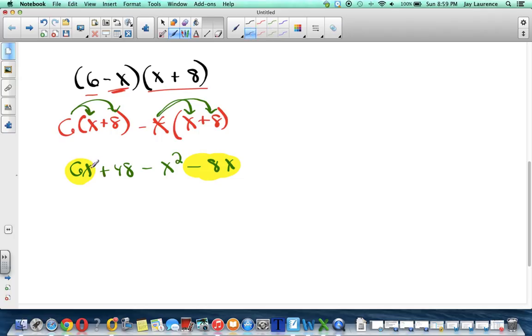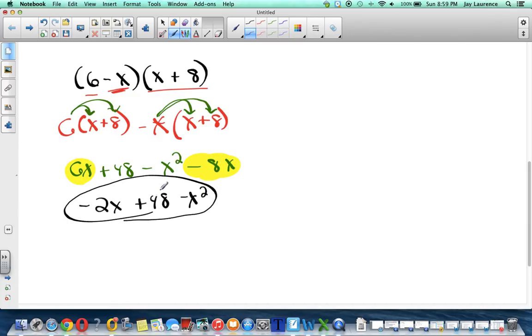So I'm going to combine the 6 and the negative 8 and get a negative 2x plus a 48 minus x squared. Now, I don't like the order this is in, but if they don't require you to do it in a specific way, this is perfectly acceptable.